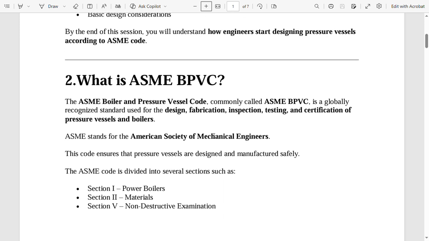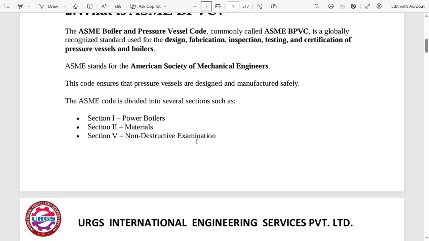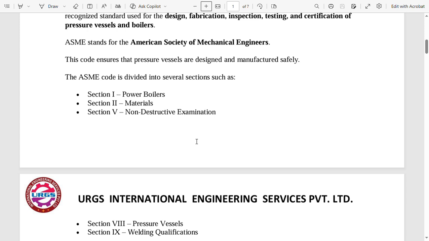Second, what is ASME BPVC? The ASME boiler and pressure vessel code, commonly called ASME BPVC, is a globally recognized standard used for the design, fabrication, inspection, testing and certification of pressure vessels and boilers. ASME stands for the American Society of Mechanical Engineers. This code ensures that pressure vessels are designed and manufactured safely.